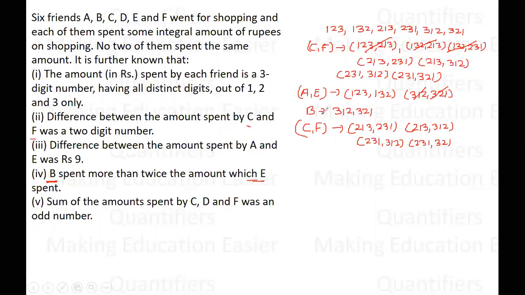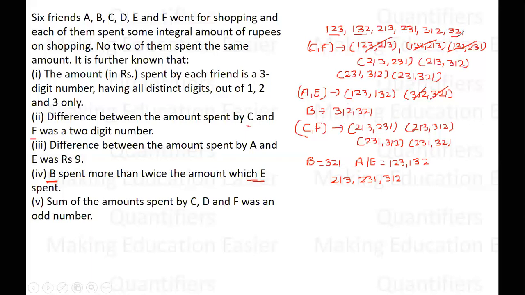Now B has two possibilities. Either B will spend 312 or he will spend 321. Let's say B spends 321. So B will spend 321, and A and E will spend 123 and 132. So the leftover amounts are now 213, 231 and 312. These are the three amounts left, right? Out of these six, 123 and 132 go to A and E.